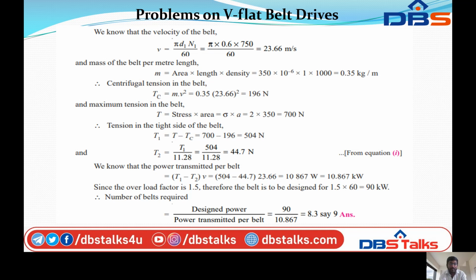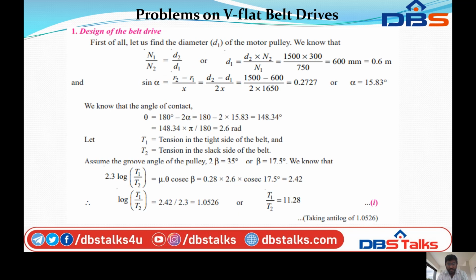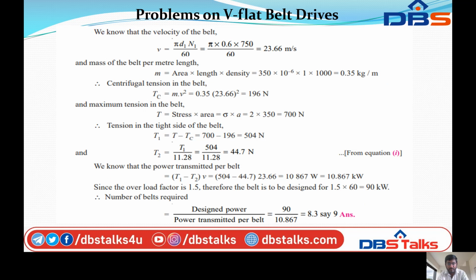From equation 1, T1 by T2 is equal to 11.28, which is already noted on equation 1. Substitute the T1 value in equation 1. T2 is equal to T1 by 11.28. So T1 is equal to 504 by 11.28, that is, T2 is equal to 44.7 Newton.